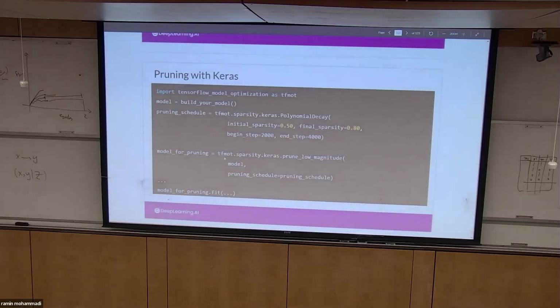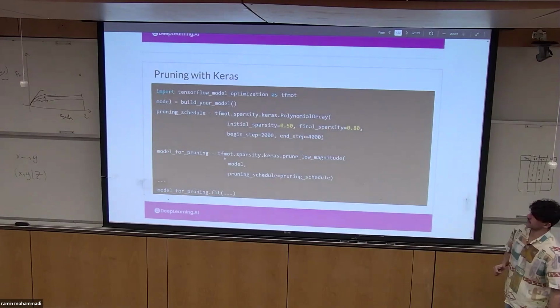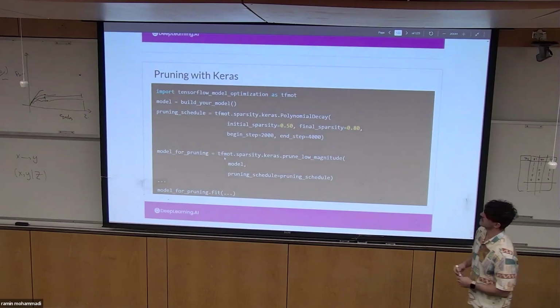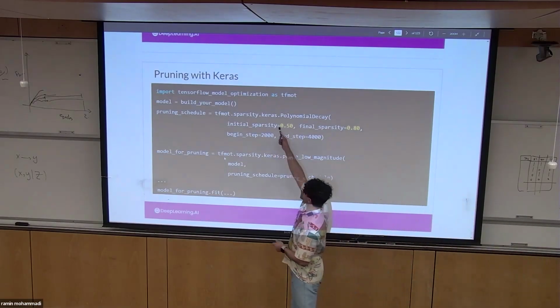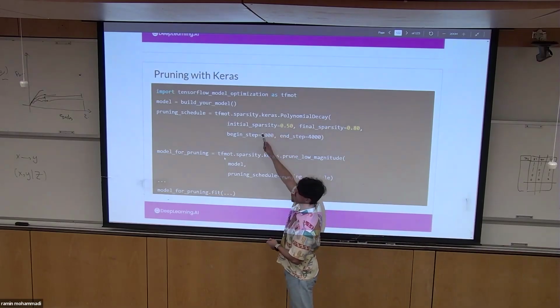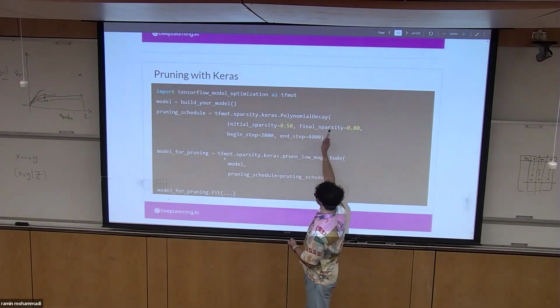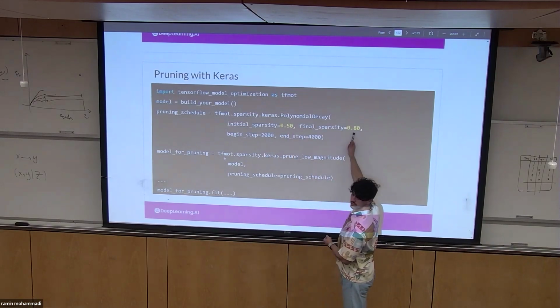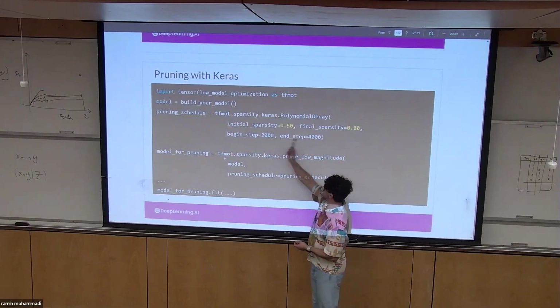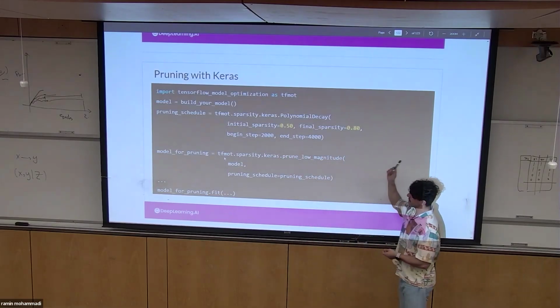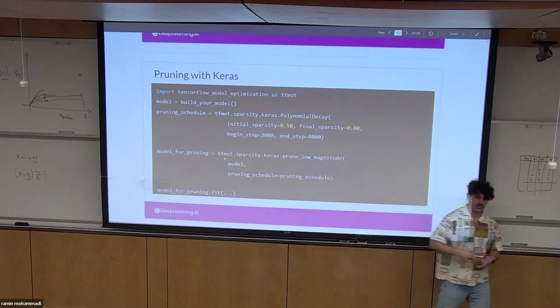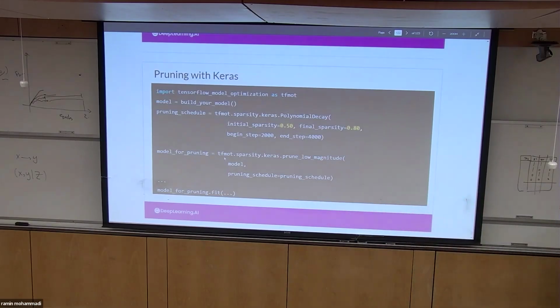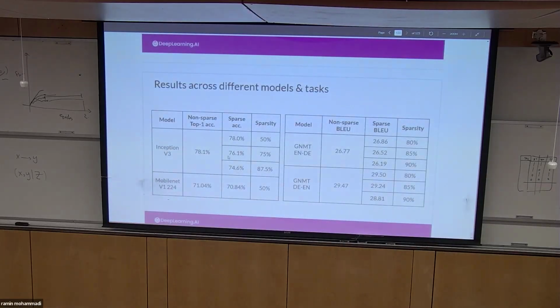This is just an example if you want to do this pruning with Keras. You import TensorFlow model optimization, sparsity, polynomial decay, and you say what initial sparsity you want, what final sparsity you're looking for, and what total steps you want. You let this go through a schedule. It goes through nodes, cuts the nodes, gets the feedback and continues this loop. And this could be an example of what you see for sparsity.